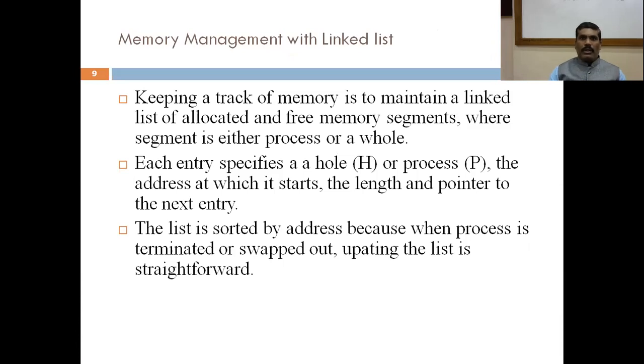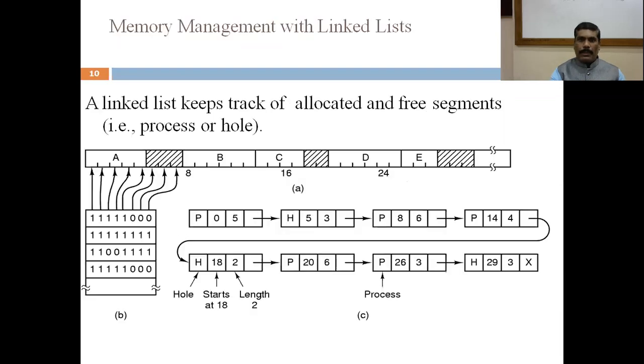Another technique to keep track of memory is to maintain a linked list of allocated and free memory segments, where a segment is either a process or a hole. So we are keeping a linked list of processes and holes. Each entry specifies a hole or a process, the address at which it starts, the length, and a pointer to the next entry. The list is sorted by address because when a process is terminated or swapped out, updating the list is straightforward.